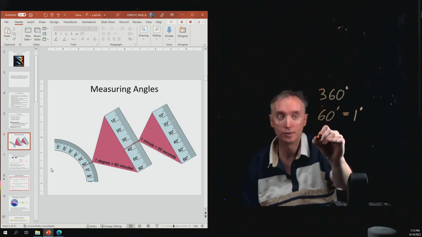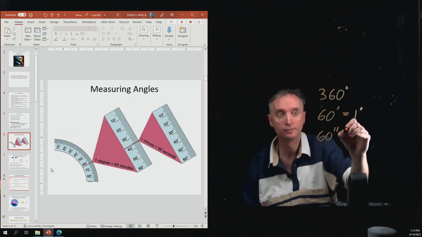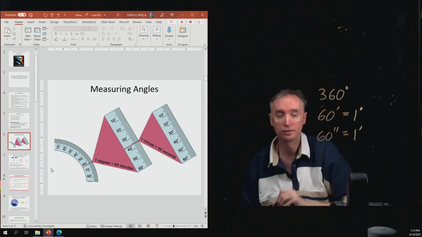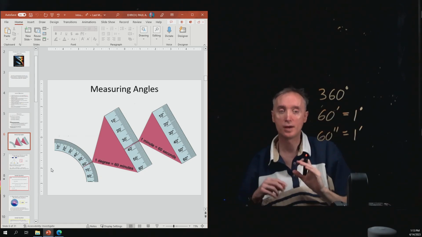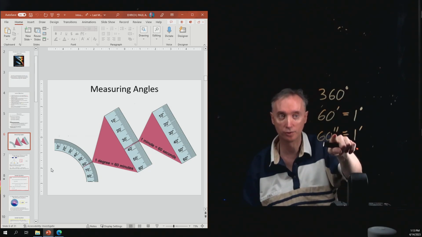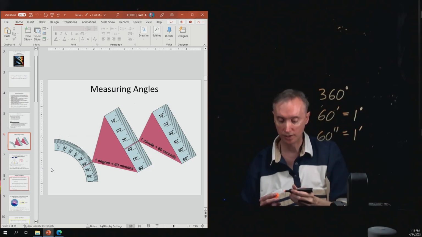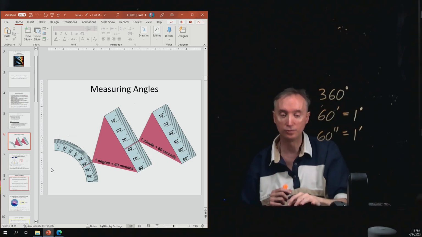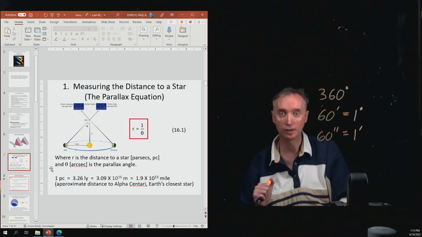And so there are going to be 60 arc seconds, double tick mark, equal to 1 arc minute. So the main thing is know what an arc second is and how to recognize it with the double tick mark, because that's going to be the unit that is going to go into this formula.